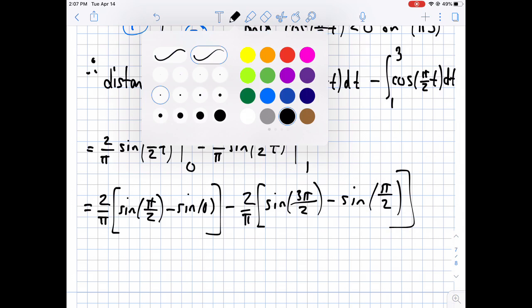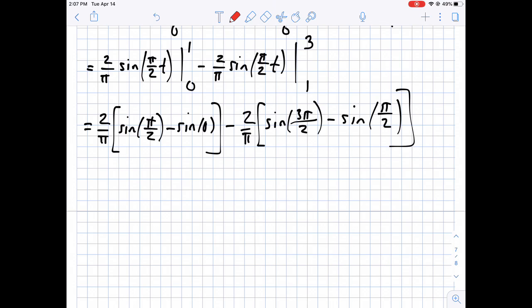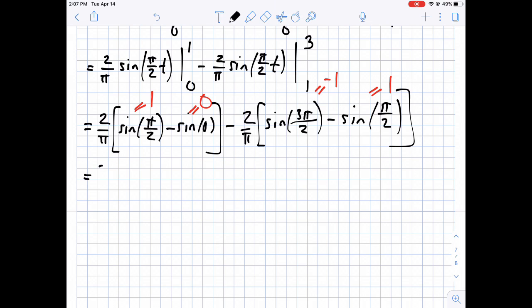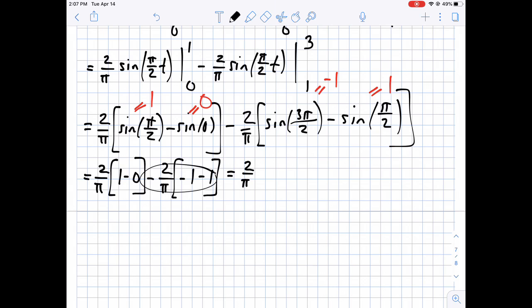So let's just figure out all these values involved. We have here sine of pi over 2. Okay, that's going to be equal to positive 1. We have sine of 0, that's going to be 0. Again, we have sine of pi over 2, that's going to be equal to 1. And sine of 3 pi over 2, that's going to be equal to minus 1. So let's plug everything in, make sure we're careful with all of the values. So we have 2 over pi multiplied by 1 minus 0, minus 2 over pi multiplied by minus 1 minus 1. So really we have 2 over pi, and from here a double negative, because we end up with minus 2 over pi multiplied by minus 2. So we're going to end up actually with 6 over pi for our distance.